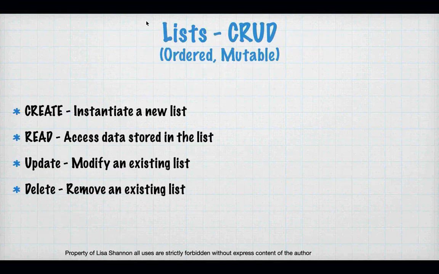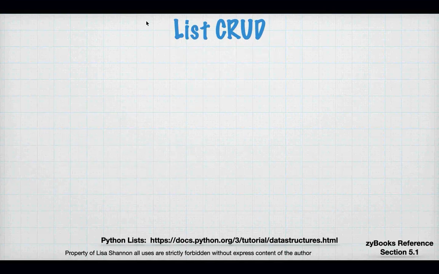So let's start off with lists. We've been to lists before, and we've talked about CRUD before: create, read, update, and delete. Create means I can create a new one, instantiate it. Read means I can get to the data stored in that list. Update means I can change the list. And delete means I can remove an existing list. Here's our little graph.